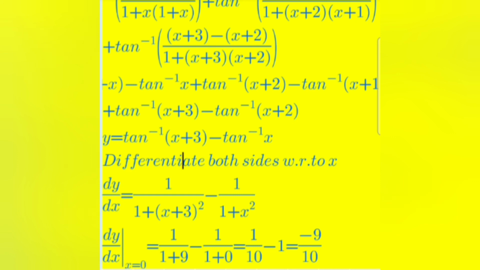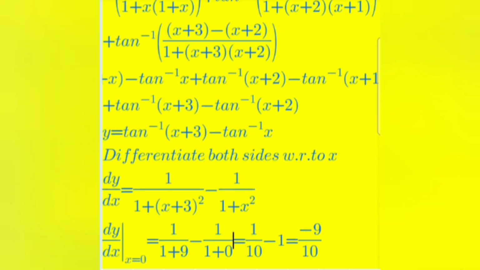Now differentiate with respect to x. Then the derivative of this is 1 over 1 plus (x plus 3) whole squared, and the derivative of x plus 3 is 1 only, so no need to write it here, and the derivative of tan inverse x is 1 by 1 plus x squared. Now at the point 0, put 0 here. This is 1 plus 9, and this is 1 over 1 plus 0. So the answer is minus 9 by 10. Okay, bye.